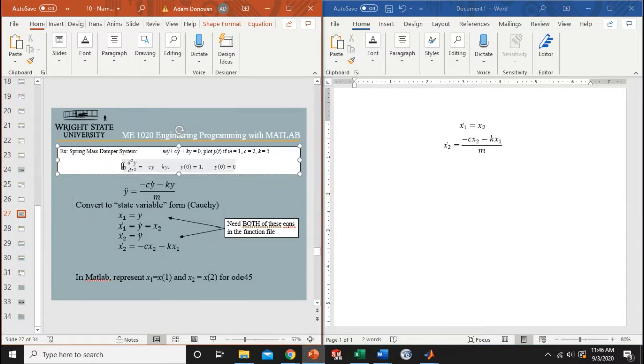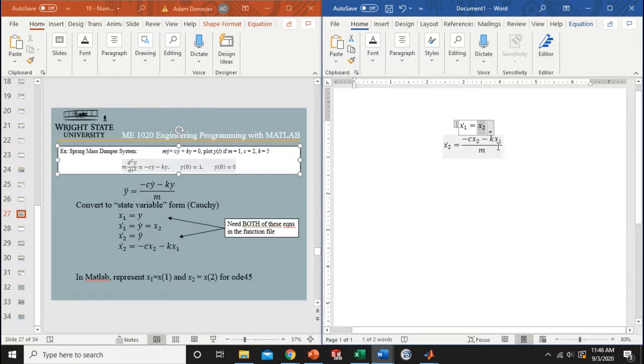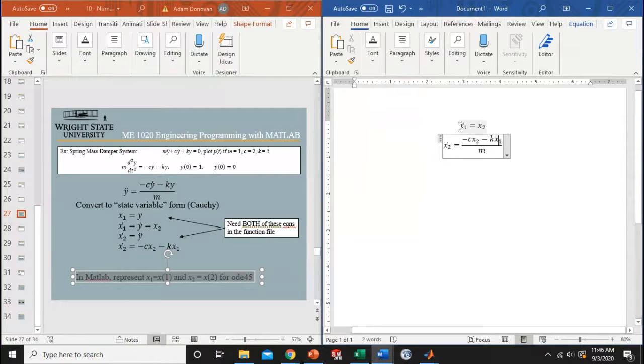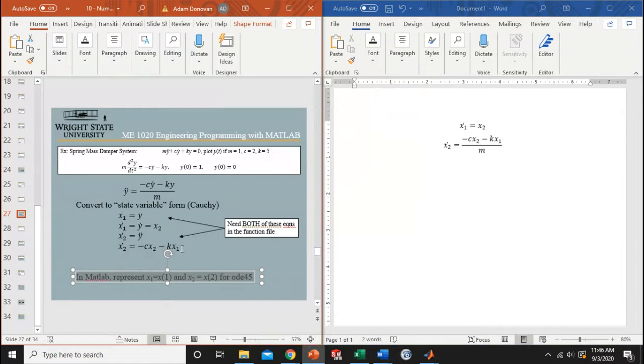But y double dot I already know. I have my whole equation here, so you plug that in. You still have y dot and y in your equation, but you know what those are in terms of x1 and x2, because your end goal is to get two equations that only have x1 and x2 in them. When you plug these into MATLAB, x2 is going to be x of 2, and x1 is going to be x of 1. You need to have those values for ode45. And so my final equations end up being these two right here.